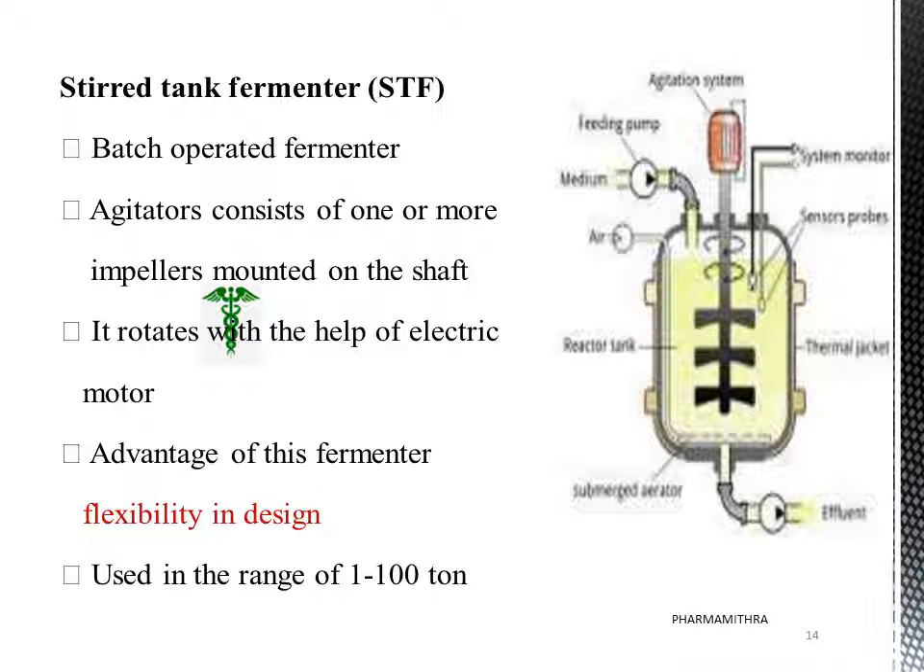The stirred tank fermenter. This is the diagram of the stirred tank fermenter. Here the agitating system is there, feeding pump is there, the medium is introduced, air inlet is there, the reactor tank contains the thermal jacket, submerged aerator is there, and effluent is released at the bottom. This agitator consists of one or more impellers mounted on the shaft. It rotates with the help of an electric motor. Flexibility in design is the main advantage of the stirred tank fermenter, and this can be used in the range of 1 to 100 tons.